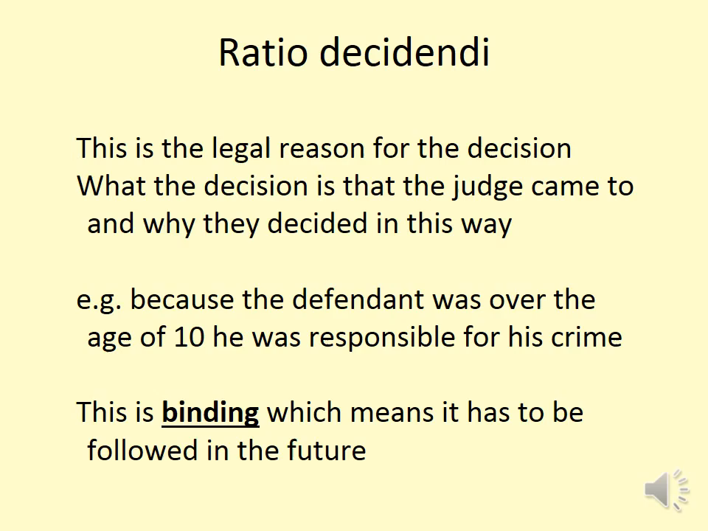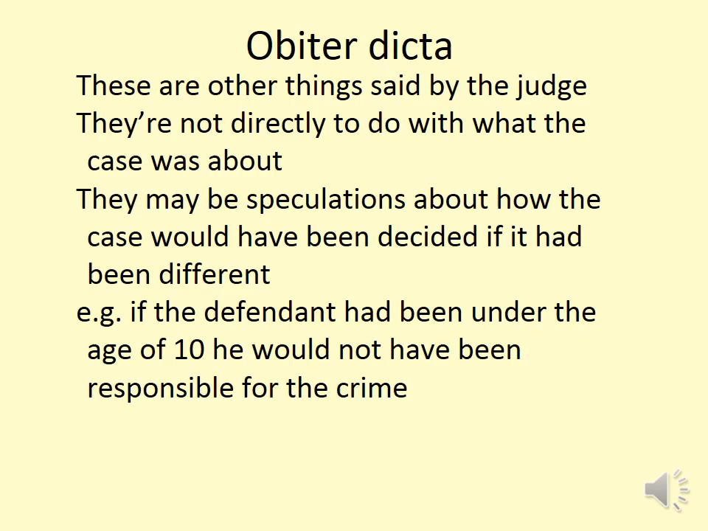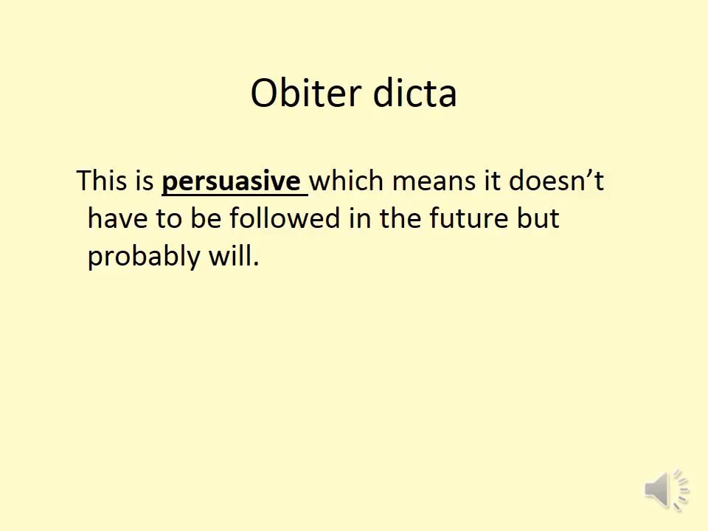Obiter dicta, the other things said. They're not always directly to do with what the case is about. They may be speculations as to how the case could have been decided differently. So it could be that the judge says, well, if the defendant had been under the age of 10, they would not have been responsible for the crime. But in the case that we're talking about, they were over that age. So it could be to help later judges to make decisions. And as we say, obiter dicta is persuasive, so it means it doesn't have to be followed, but it probably will.